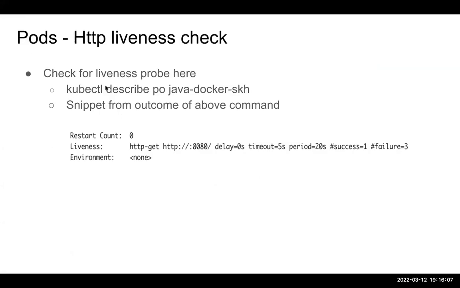So now what we are going to do is describe the pod and we'll see the liveness there. So let's do this. I'll indicate the pod with the Liveness Probe. What's the pod name? You can get it from here, you see the name here. So you can say kubectl describe.